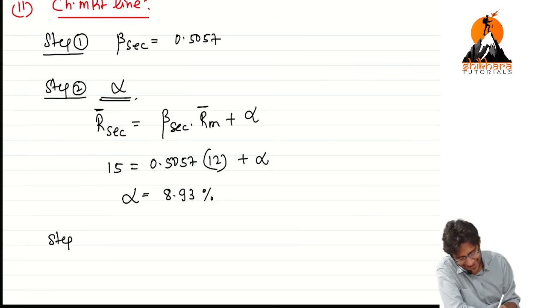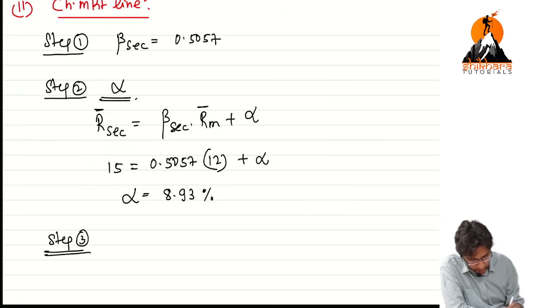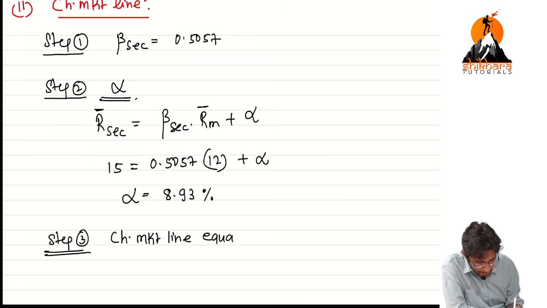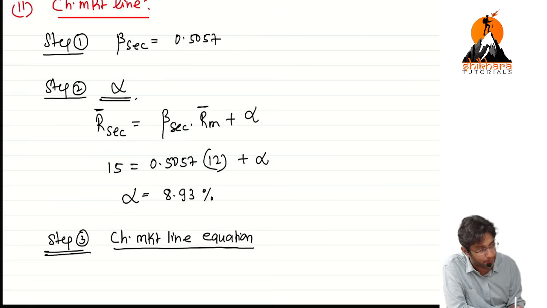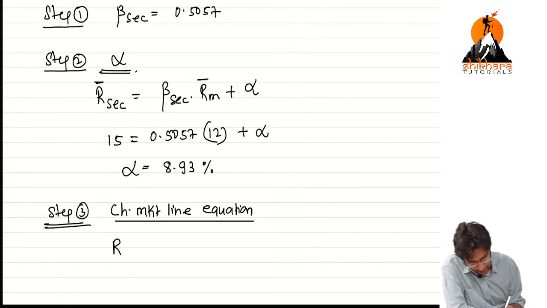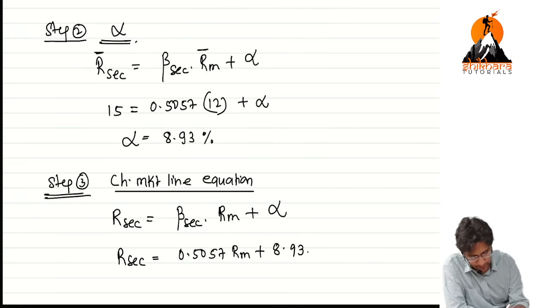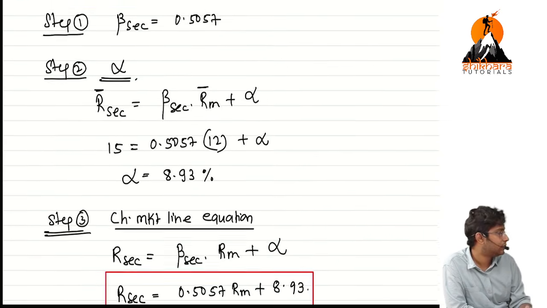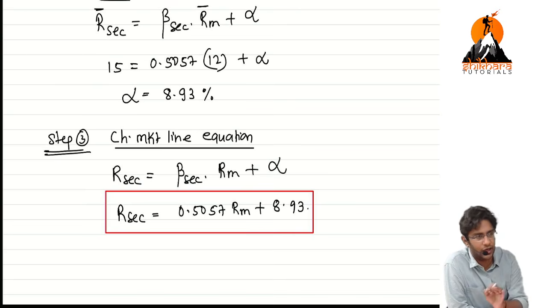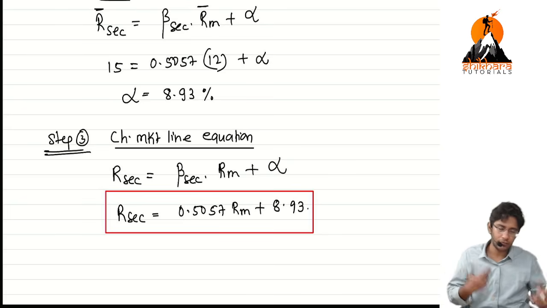Step 3, the equation. Very small concept, but highly important from an exam point of view. So security return is equal to beta security into Rm plus alpha. So security return is equal to beta 0.5057 Rm plus 8.93. That's it, over. It will hardly take 6 to 7 minutes, sir. 8 marks. Beyond that, if you invest, you lose time for other questions.